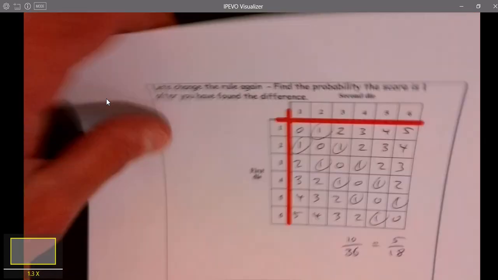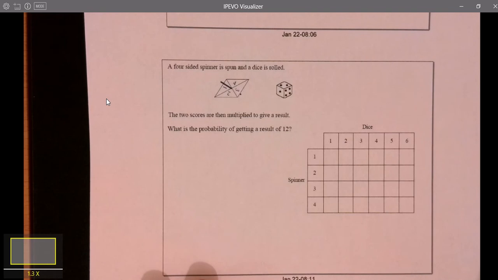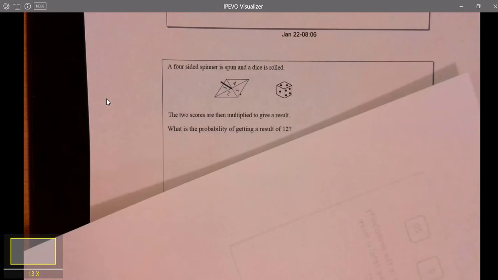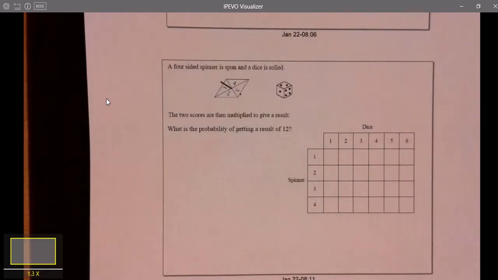Let's have a look at the next one. Again, just imagine for a second how it would make this question harder, just by doing that. And then it's like, oh no, what do I do? Draw a sample space diagram. And it's simple.